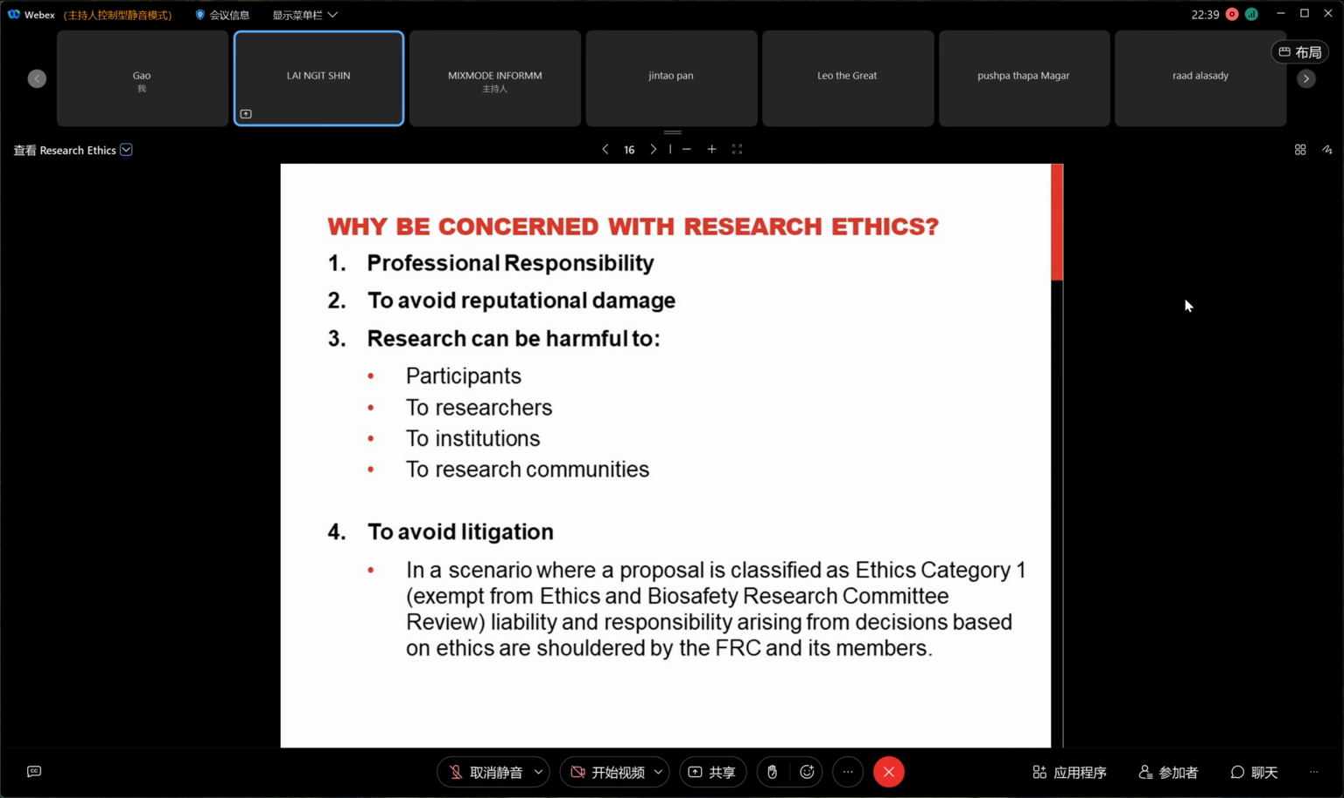Why are we concerned with research ethics? Okay, professional responsibility is one of them, to avoid reputation damage. Why reputation damage actually? Like I say, when you submit, maybe you submit falsified data, maybe some picture or these kinds of things. Actually, you're going to damage. Maybe you say, okay, I just submit to my supervisor.